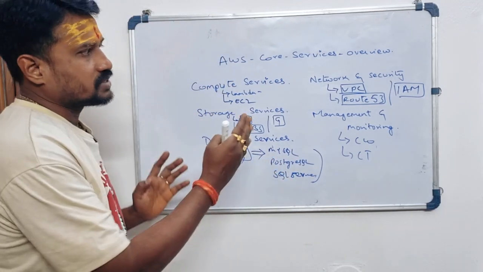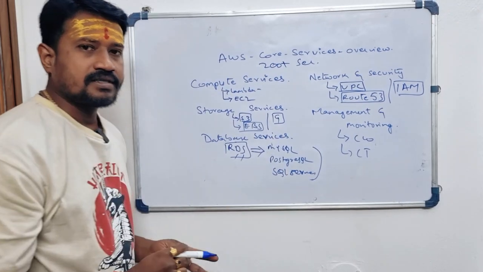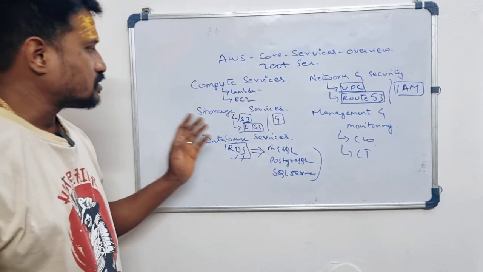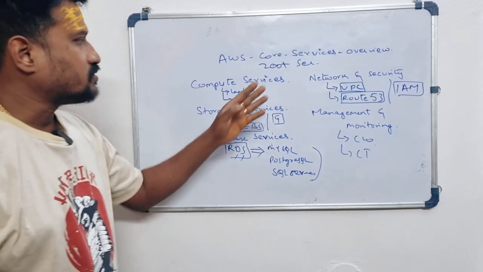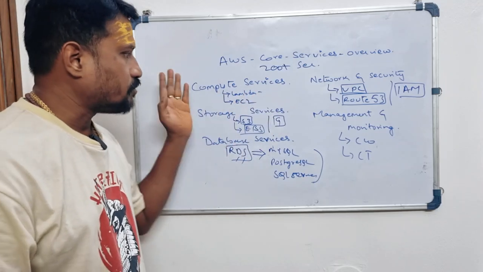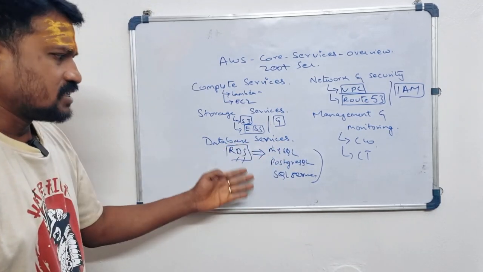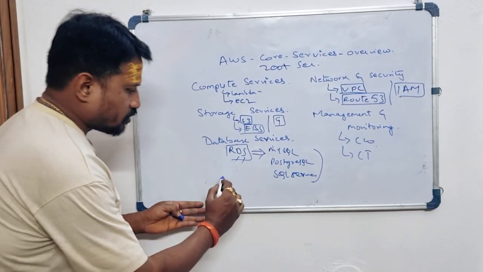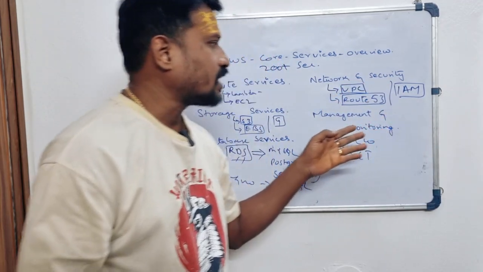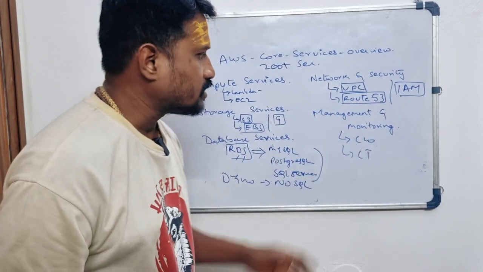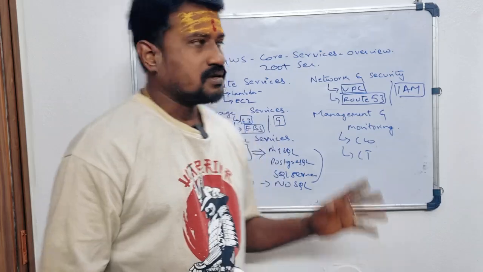So friends, this is all about the AWS core services overview. As I told, AWS offers 200 plus services, and I have categorized a few of them into these segments: compute services, storage services, database services, network and security, and management and monitoring. For a recap, in compute services we can consider Lambda, which falls under serverless compute, and EC2. Storage services are S3, EBS and Glacier. Database services are RDS, MySQL, PostgreSQL, and it also provides DynamoDB, which is NoSQL, followed by network and security where the virtual private cloud can be used. Route 53 is used for DNS, IAM for user console management, and for management and monitoring we can consider CloudWatch and CloudTrail. So this is all about AWS services.